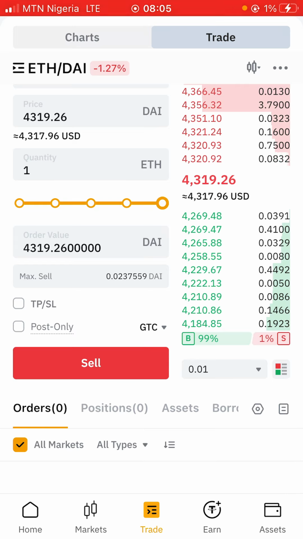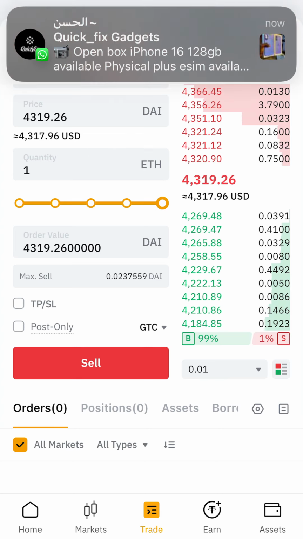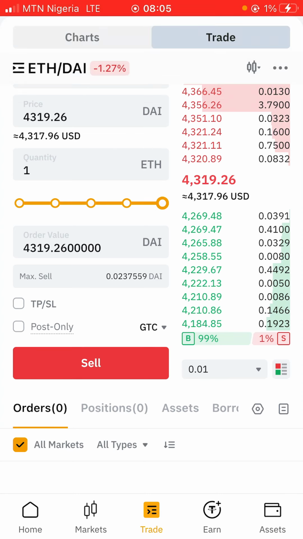Because if you convert this thing back to DAI, the money will be in DAI, not in USDT again. And that's going to be another thing that most of you will ask: how do I get my money back in my currency or whatsoever? DAI is also a stable coin, remember.